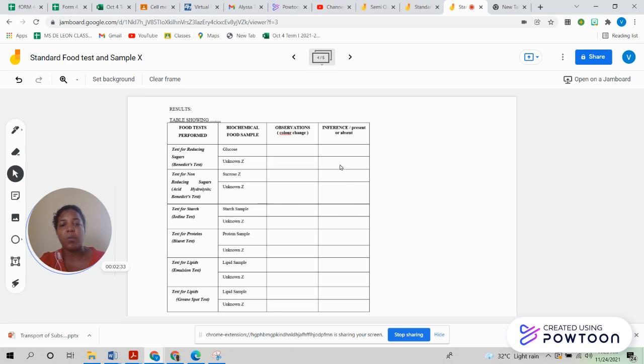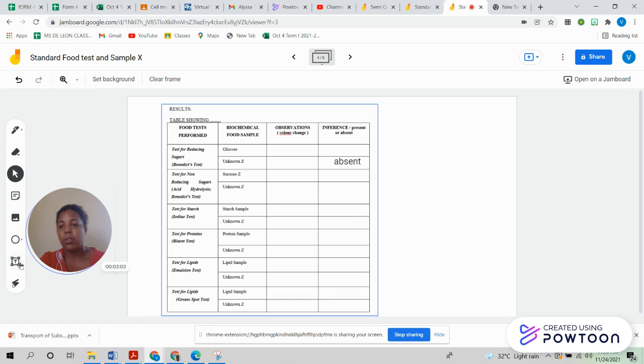We would have gone through the results, I believe, in class. However, I'm going to quickly do sample X. You should know your observations. You should have recorded that during the lab. But just for sample X, I'm going to do sample Z, I'm going to do presence or absence. So in the Benedict's test, it was absence.